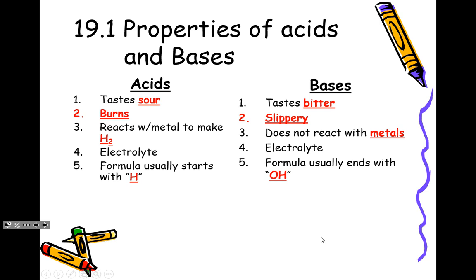Does it start with hydrogen? Acid. Does it end with hydroxide? Base. And remember, water is true neutral. Well, it's got an H and an OH, one of each. They're equal to each other.